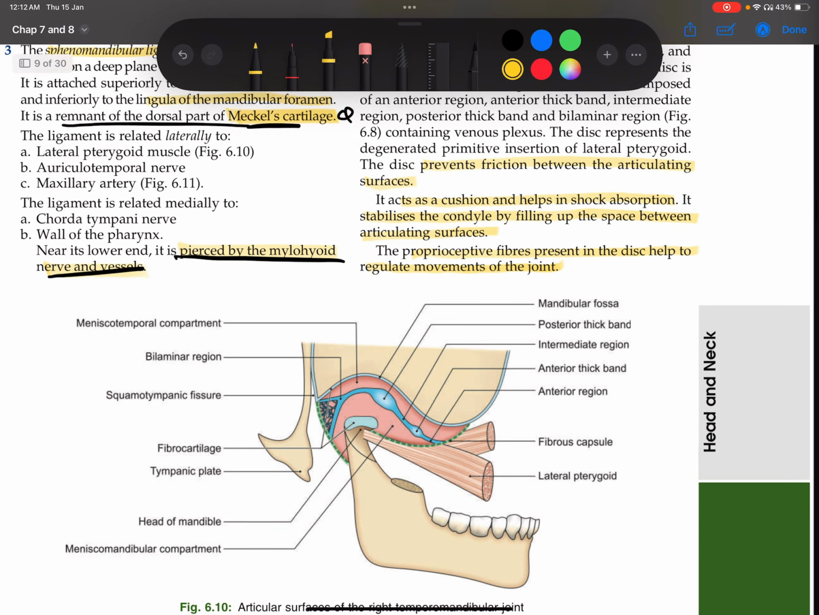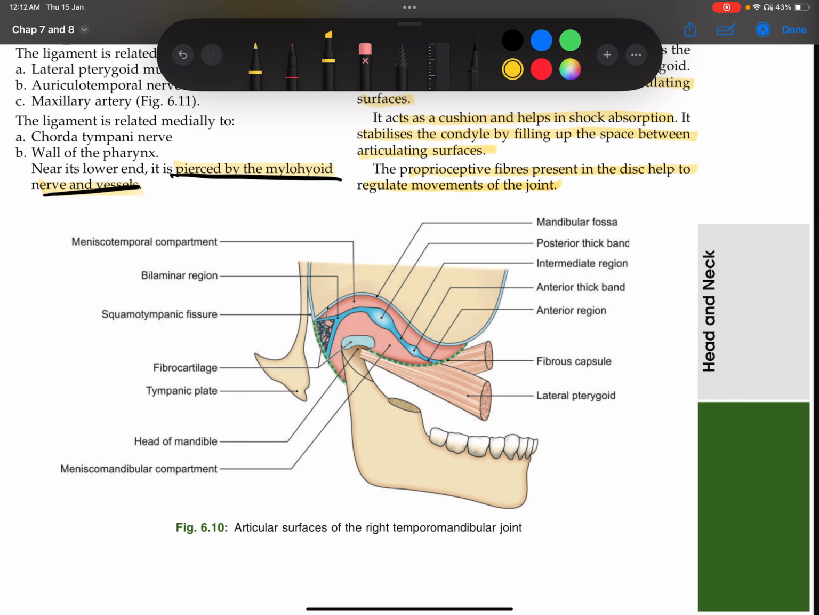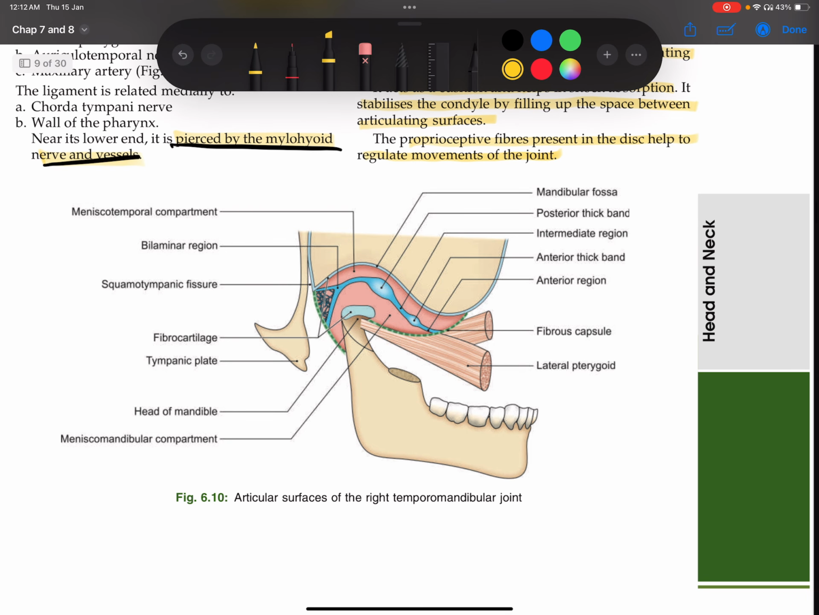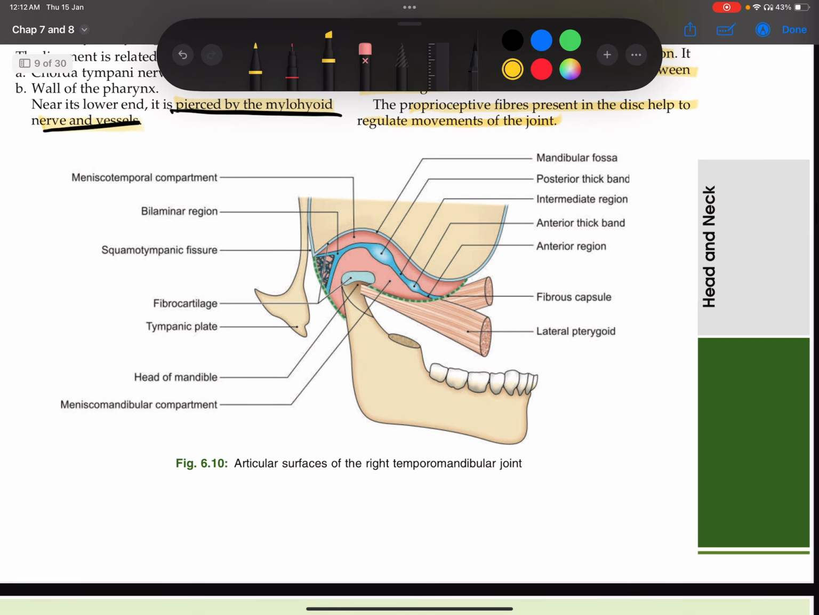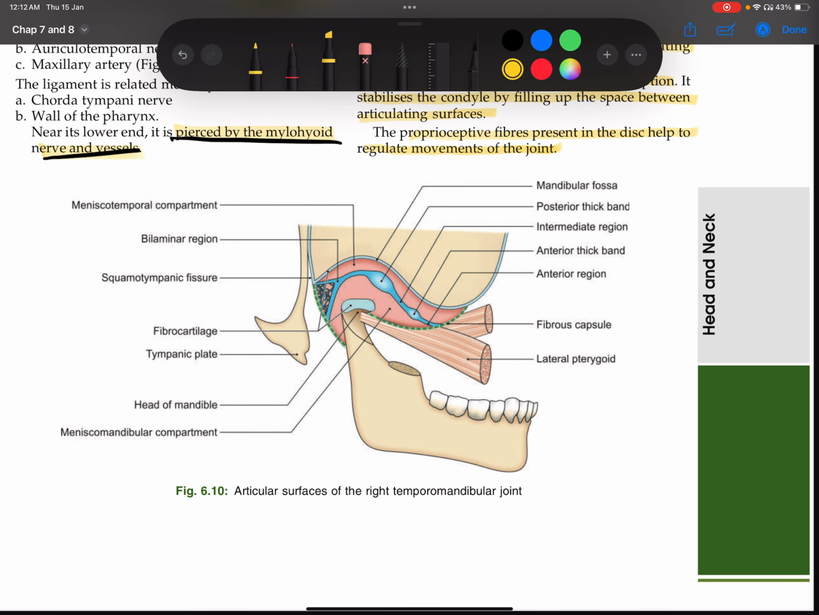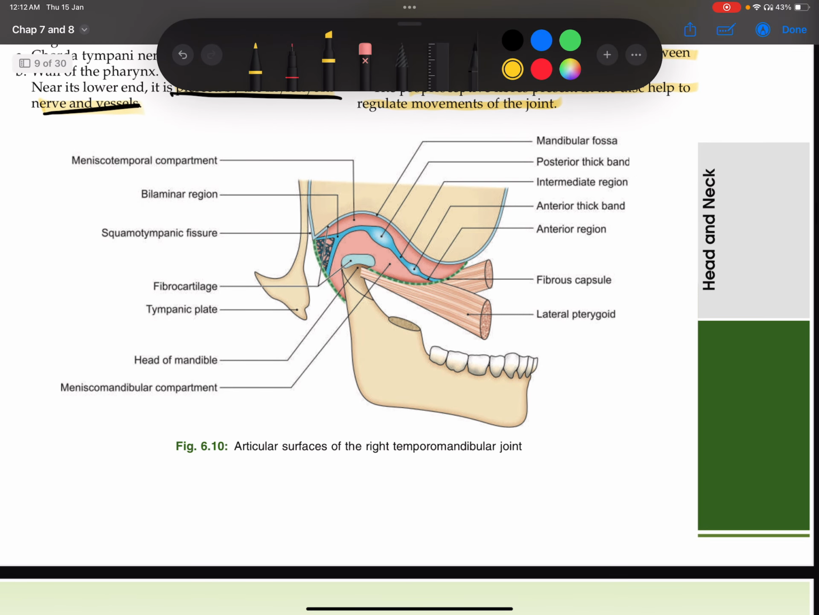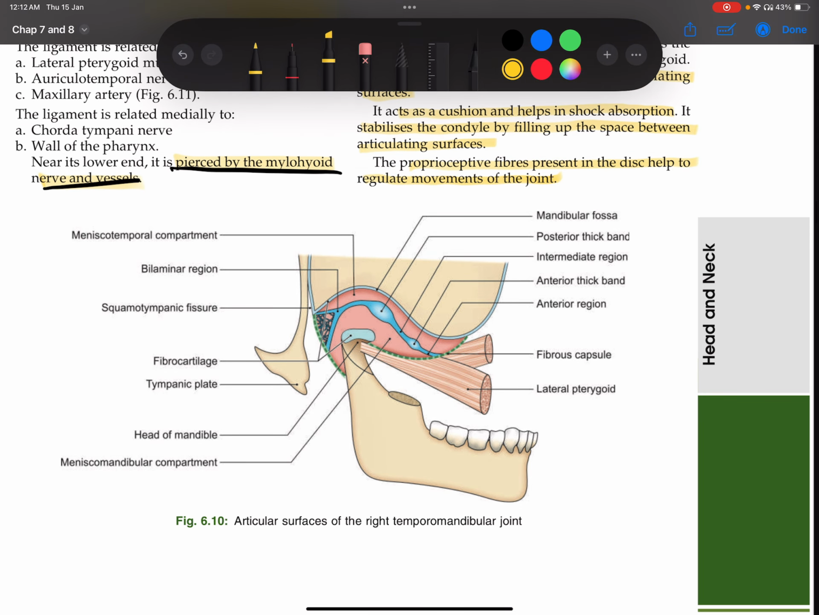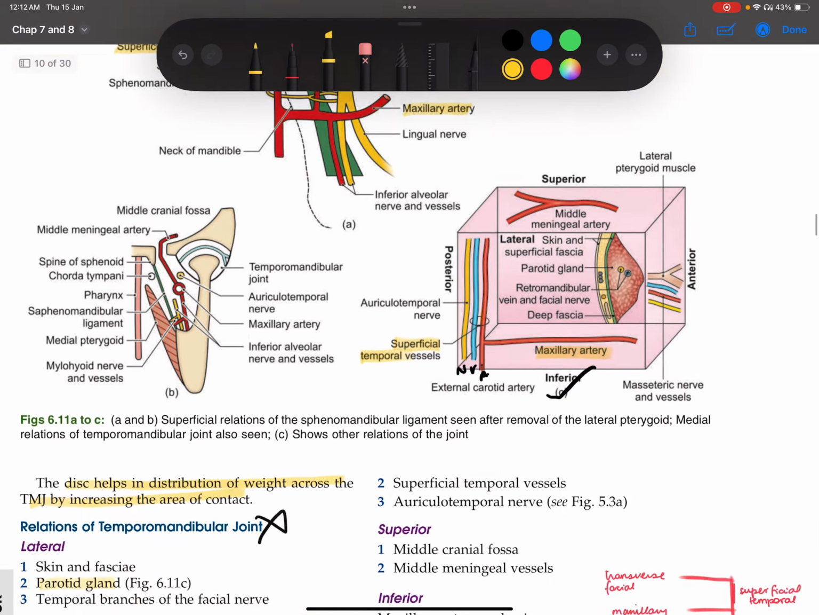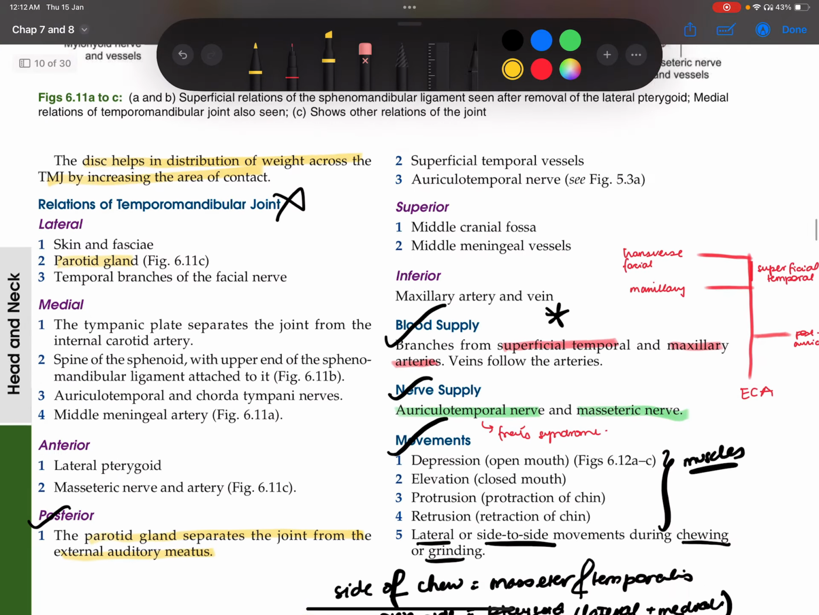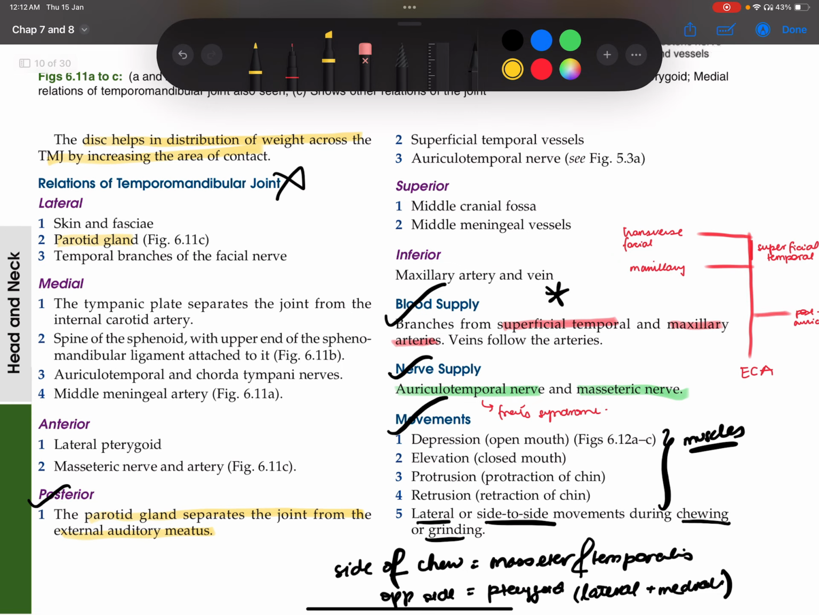It prevents friction between articulating surfaces, it acts as a cushion and helps in shock absorption. It stabilizes the condyle by filling up the space between the articulating surfaces. Proprioceptive fibers present in it help to regulate movement of the joint. Then moving forward, this disc helps in distribution of weight across the TMJ by increasing the area of contact.